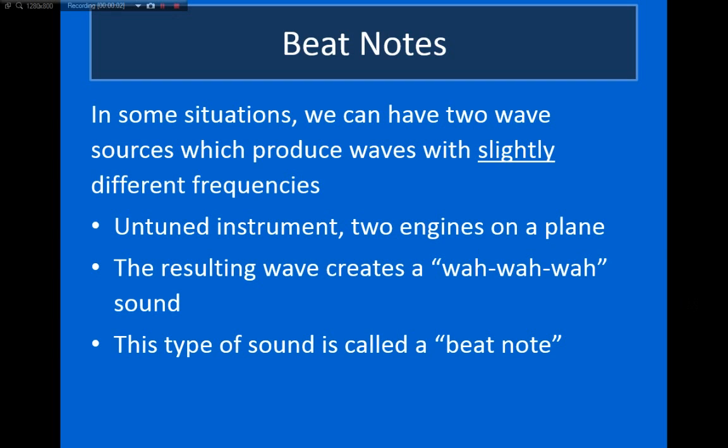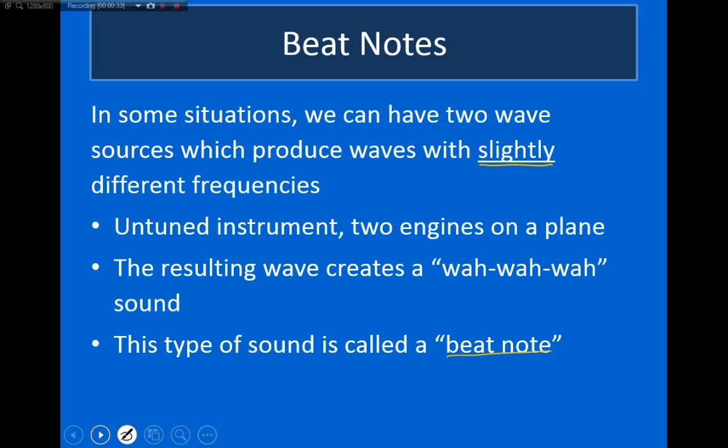Hello, Western. So now I want to talk about a different type of physical phenomenon that can also be explained using the superposition principle. And this phenomenon is what happens when you have two wave sources that produce waves with just slightly different frequencies. And this is something that you've heard before. For example, if you've ever strummed a guitar that was out of tune, it creates that wah, wah kind of noise. And this phenomenon is called a beat note.